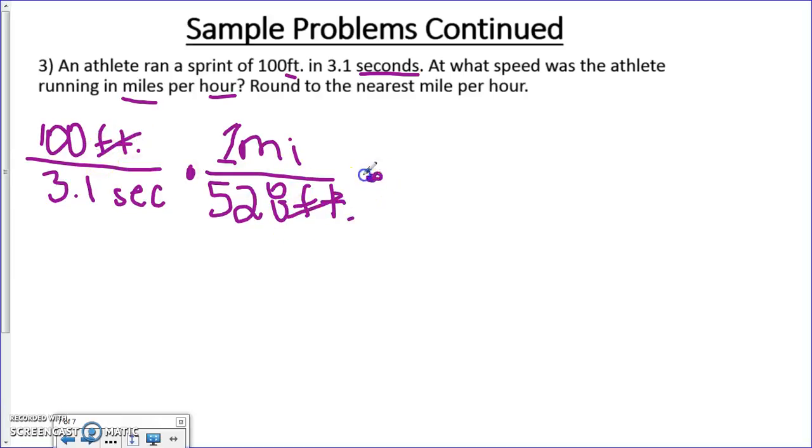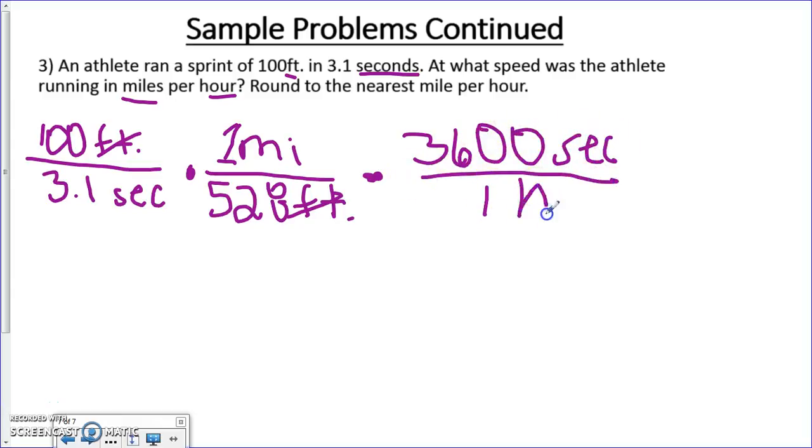If you know off the top of your head how many seconds there are in an hour, that'll just take you 1 more conversion factor. If not, you'll have to go seconds to minutes and minutes to hour. But the common one is 3,600 seconds are in 1 hour.